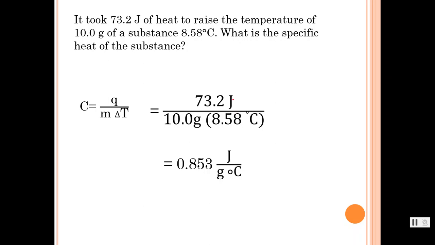And when plugging my numbers in, this is what you get. I see that none of my units cancel, which is good because we said specific heat is in joules per gram degree Celsius. So when doing 73.2, and then you want to divide by the product of 10 times 8.58, the answer to three significant figures that you should get is 0.853 joules per gram degree Celsius. So that is one application of this Q equals mc delta T equation.